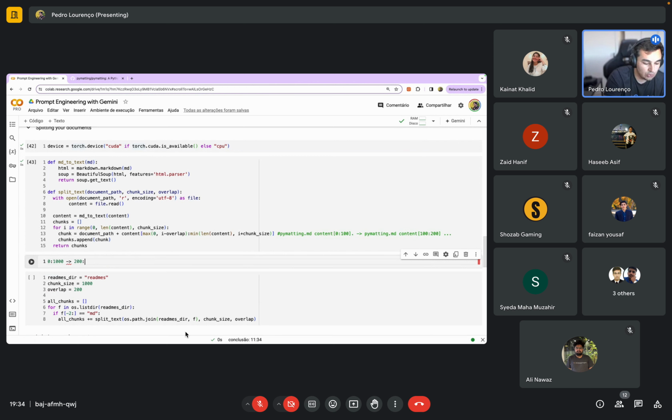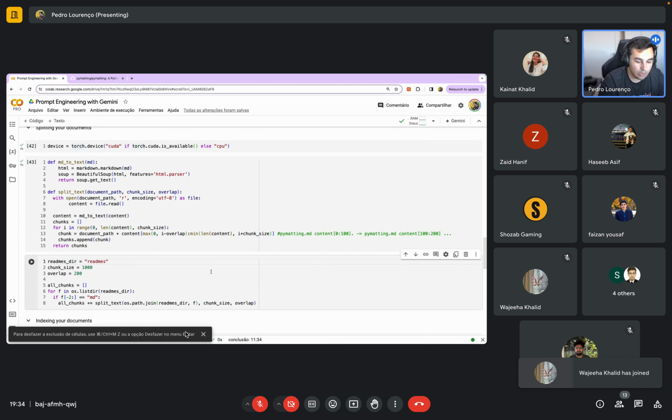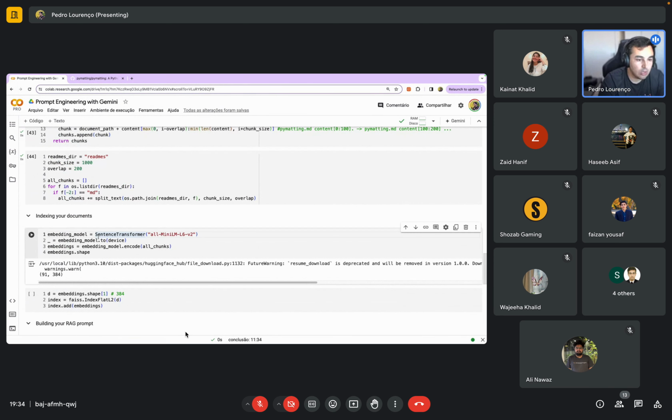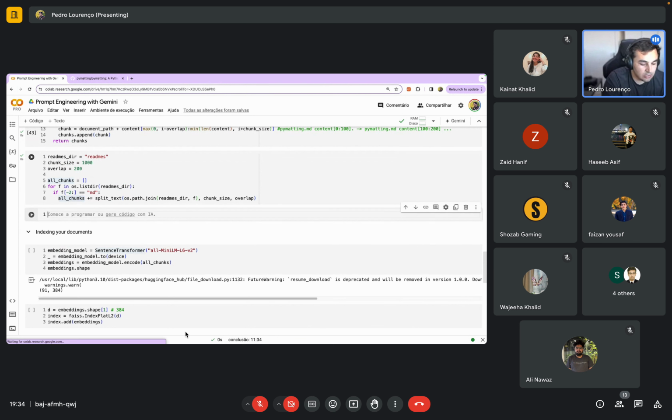So when you create some overlaps, it's a way to deal with this. We are splitting our documents, and then here we are creating the embeddings. So if you see, this is all the chunks. Let's see the length. We have 91 documents right now because we split it. And then we will create the embeddings for all these documents.